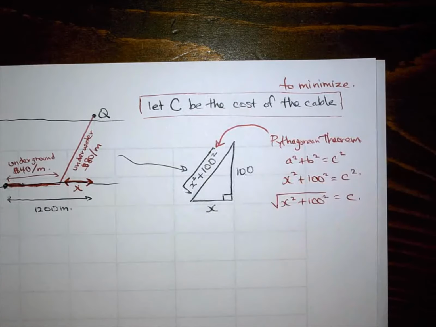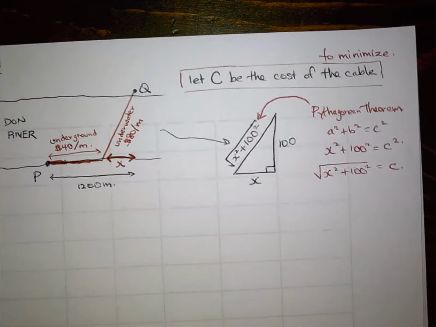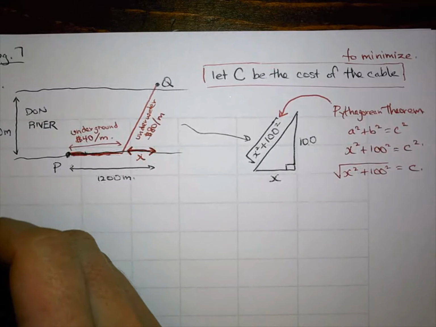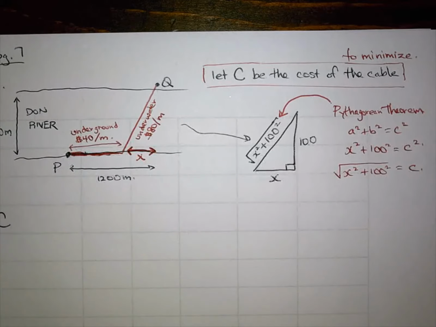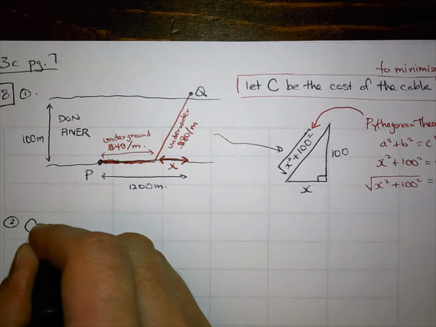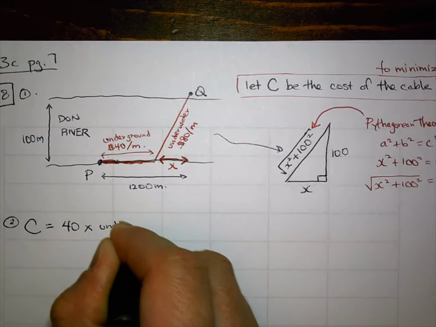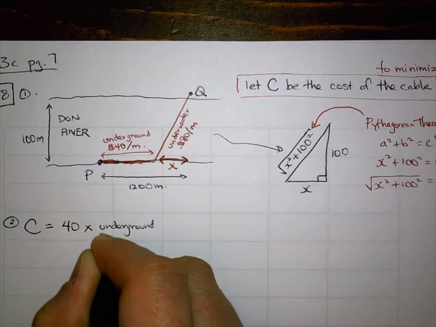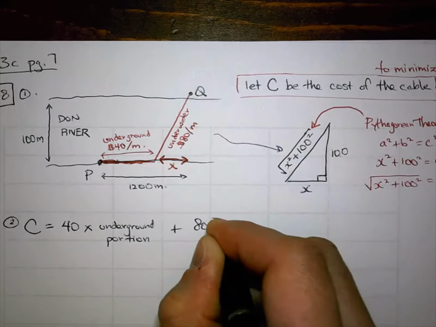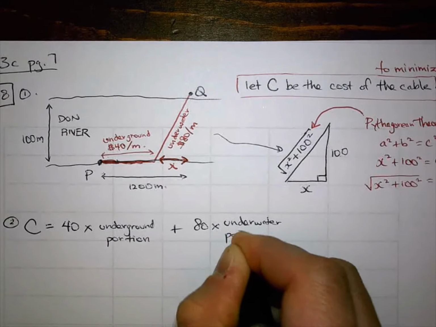And you can see why this problem is going to be hard. It's got a square root in it. We don't like square roots, but we can deal with them. So we're trying to minimize cost. How do I figure out the cost? An expression for cost is my second step. Well, the cost is $40 times the underground portion plus $80 times the underwater portion.